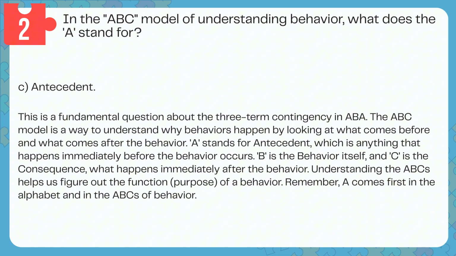B is the behavior itself, and C is the consequence, what happens immediately after the behavior. Understanding the ABCs helps us figure out the function, purpose, of a behavior. Remember, A comes first in the alphabet and in the ABCs of behavior.